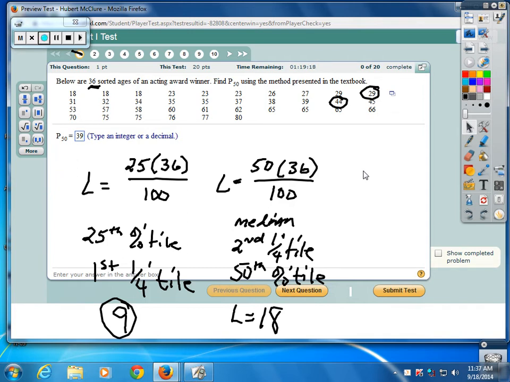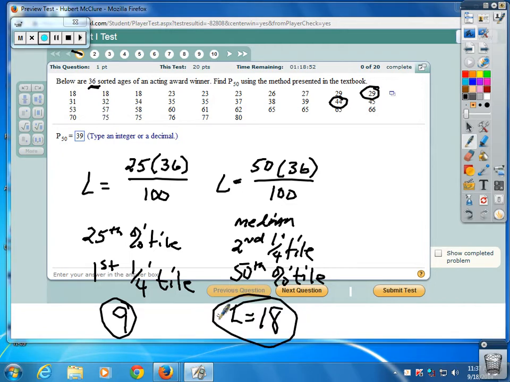Okay, I'm sorry. Let's see. 1, 2, 3, 4, 5, 6, 7, 8, 9. Yeah, it should be one more. It says it in the book. If you read in the book, I think it says that it's the next one. So y'all are getting me confused now. So the 50th percentile is 18, but you land on the 19th number.